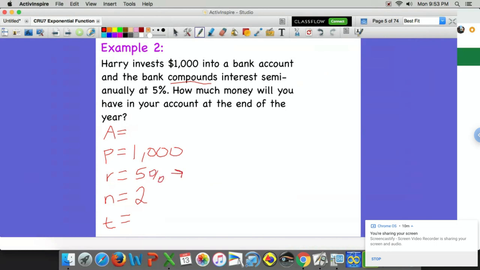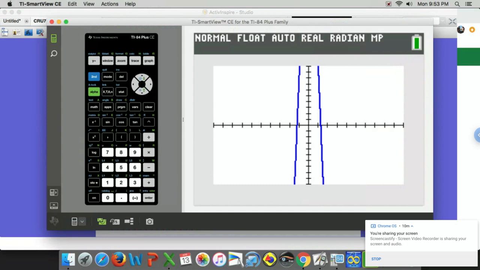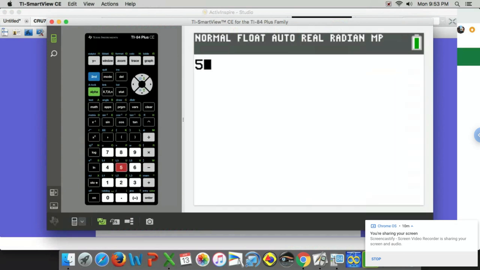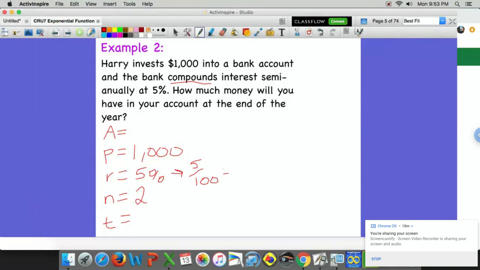And we know if we're going to convert that into a decimal, we have 5 over 100. So now we could use our calculator. Do 5 divided by 100, enter, and it turns it into 0.05. So that's your new R. And then your T is how much money will you have in your account at the end of the year. Well, it doesn't give you a number, but it says at the end of the year, so that means that your T is going to be 1, because it's asking after 1 year.